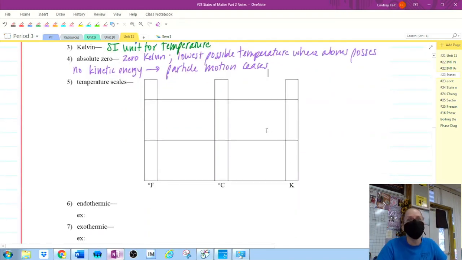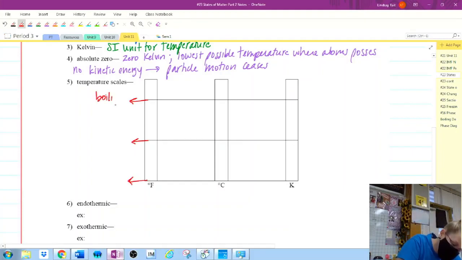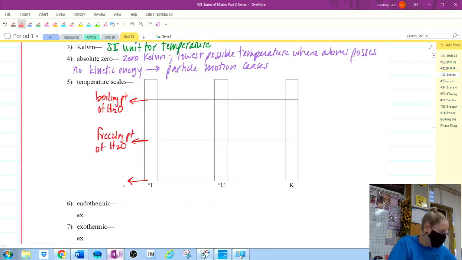So we're going to compare the temperature scales here. Fahrenheit is in this picture only for FYI, because you guys get curious. We use it a lot. In science, though, we stick with Celsius and Kelvin. You will never be tested on Fahrenheit. It's just there for curiosity. All right, on this diagram, these 3 lines represent 3 specific locations. The top line is going to represent the boiling point of water. The middle line is going to represent the freezing point of water. And then the bottom line is going to represent absolute zero.